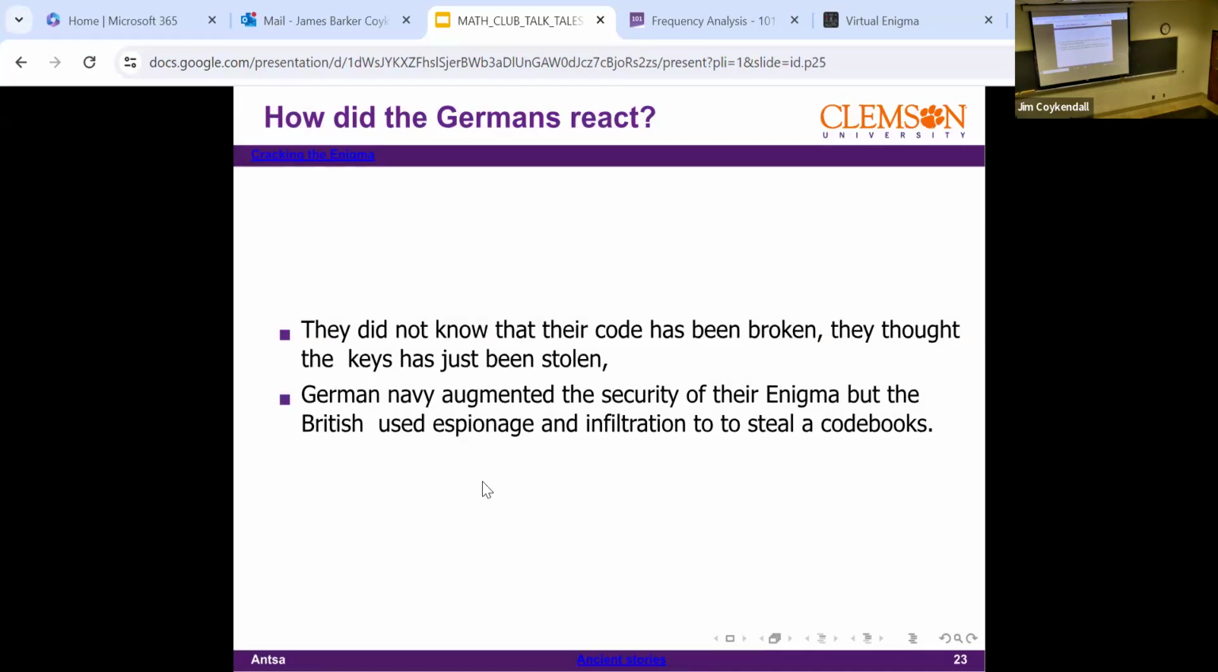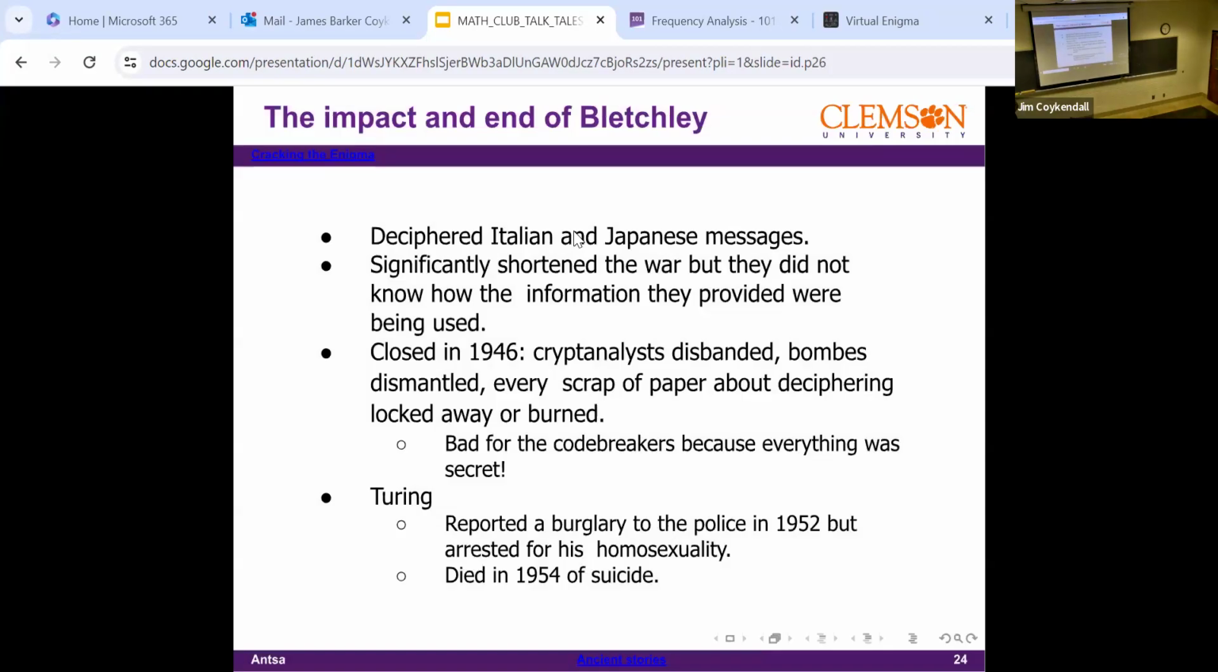But how did the Germans react to all of that? They did not know that their code was broken. They just thought that the code was being stolen. So they augmented the security of their Enigma machine, but the British used espionage to steal keys, and they also had the right people to do the actual math. Those things worked together. It's very, very powerful. But what was the impact of Bletchley?